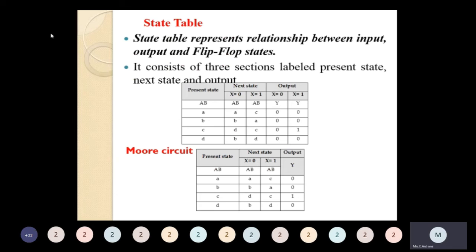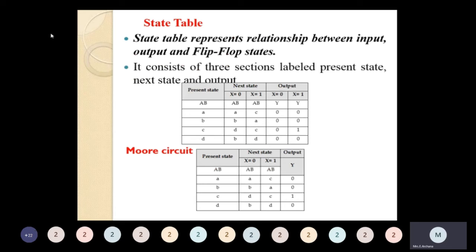So when we see the first table, we have different outputs when x is equal to 0 and x is equal to 1. So we can call it a Mealy circuit. A Mealy circuit consists of different outputs. When it is a Moore circuit, we have the same output whether the input value is 0 or 1. It consists of the same output, that is called a Moore circuit.